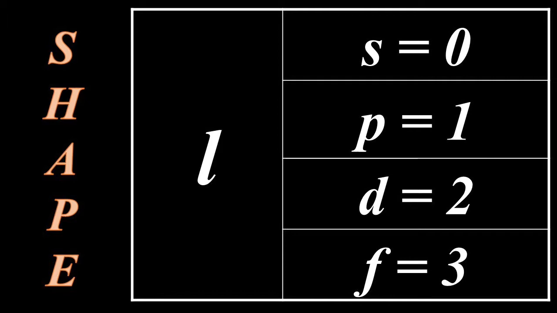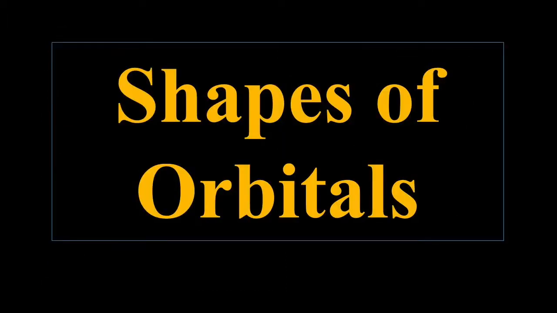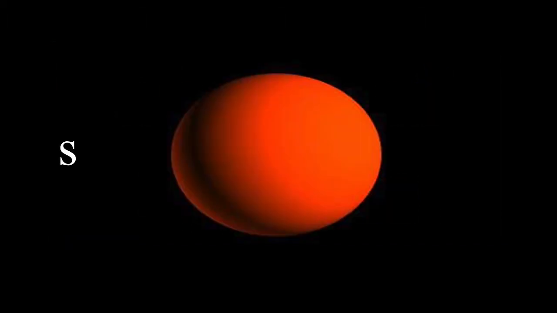Now, the shapes of the orbitals. Each subshell has a shape, and that's created by the individual orbitals that are part of that subshell. Where S only has one orbital, the subshell structure is going to be spherical. And that's it. So two electrons can fit in there.